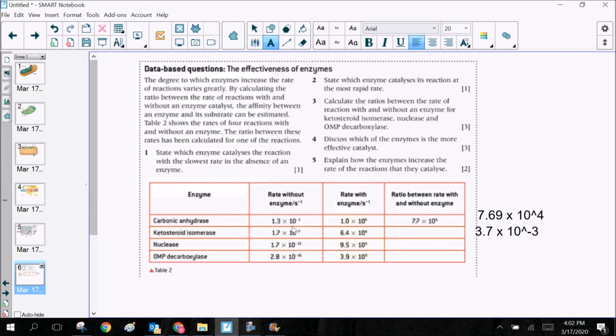In the absence of an enzyme, the slowest one is OMP decarboxylase, if you're wondering. I'll just go ahead and give you that one. Okay, and then you want to look for the one at the most rapid rate. I chose this one because it was the slowest, but it says which enzyme catalyzes its reaction at the most rapid rate. So it's asking you, with the enzyme, which one catalyzes it fastest. And interestingly enough, that's also OMP decarboxylase.